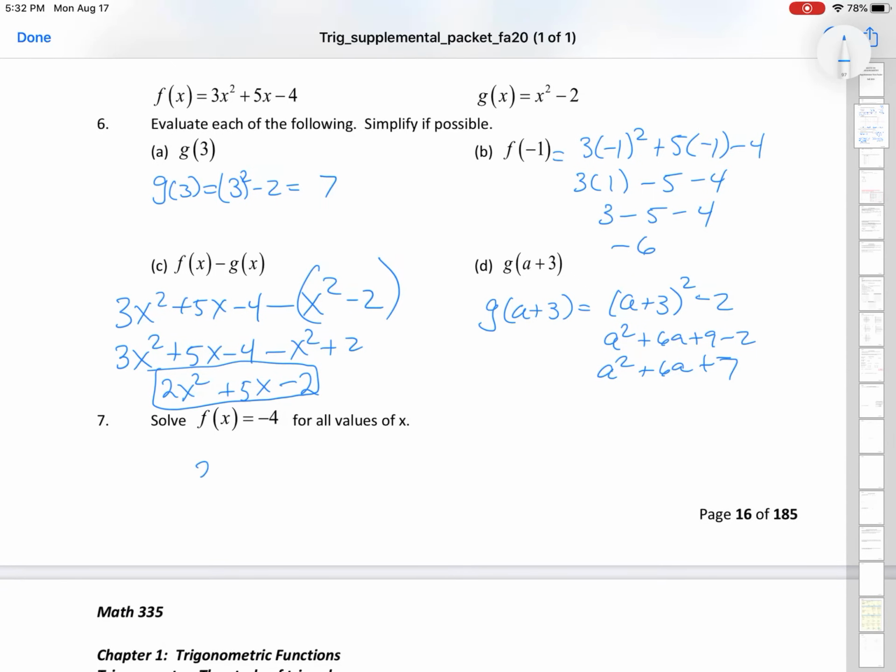F of x equals -4. We've got to find out where 3x squared plus 5x minus 4 is equal to -4. Well, that's when 3x squared plus 5x is equal to 0. And then we just factor out an x and we come out with x times 3x plus 5.